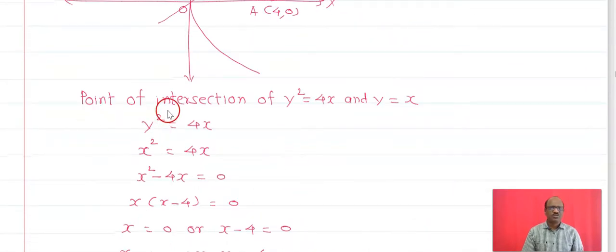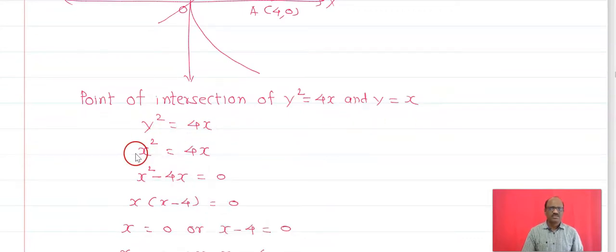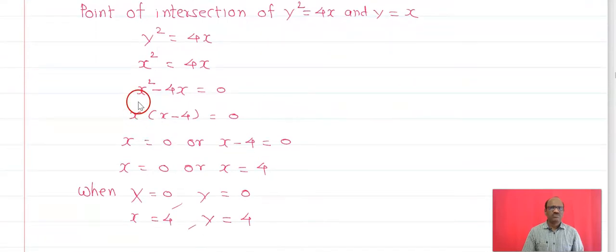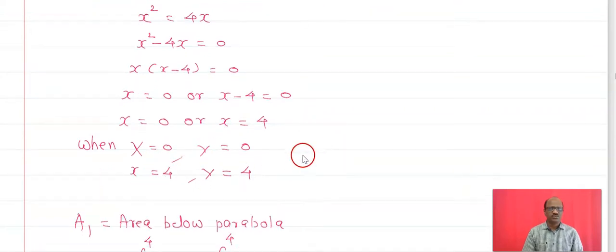Now see this, first of all, the points of intersection. y square is equal to 4x and y is equal to x. Substituting y is equal to x, x square is equal to 4x. And x square minus 4x is equal to 0. Take x as common, then in the bracket x minus 4. x is equal to 0 or x minus 4 is equal to 0, so x is equal to 0 or x is equal to 4. And hence x is equal to 4 and y is equal to 4.